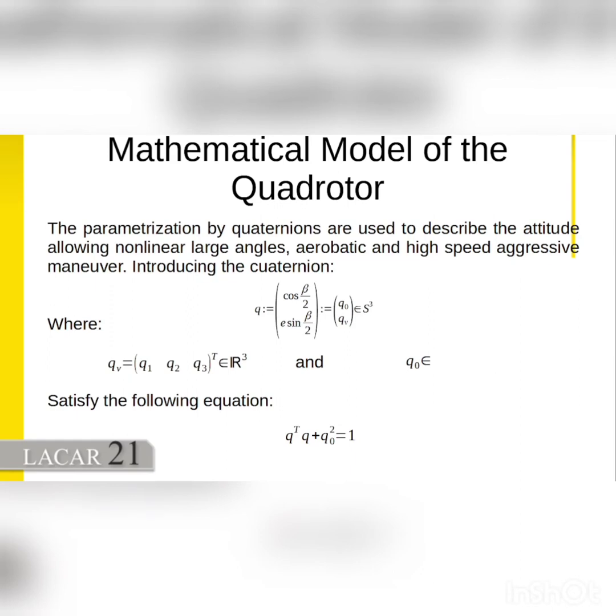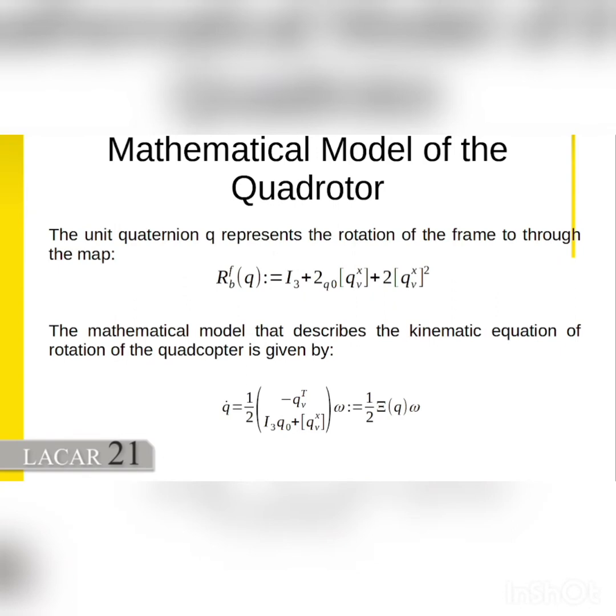The parametrization by quaternions is used to describe the attitude, allowing nonlinear large angles, aerobatic and high-speed aggressive maneuvers. For introducing the quaternion, we have the following equation, where Q sub v and Q sub 0 satisfy the following equation. The unit quaternion Q represents the rotation of the frame through the map. The mathematical model that describes the kinematic equation of rotation of the quadcopter is given by the following equation.